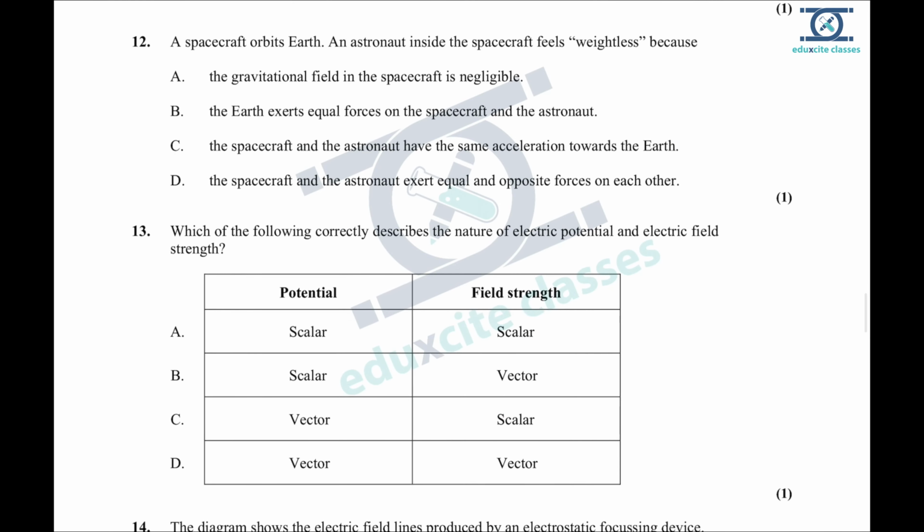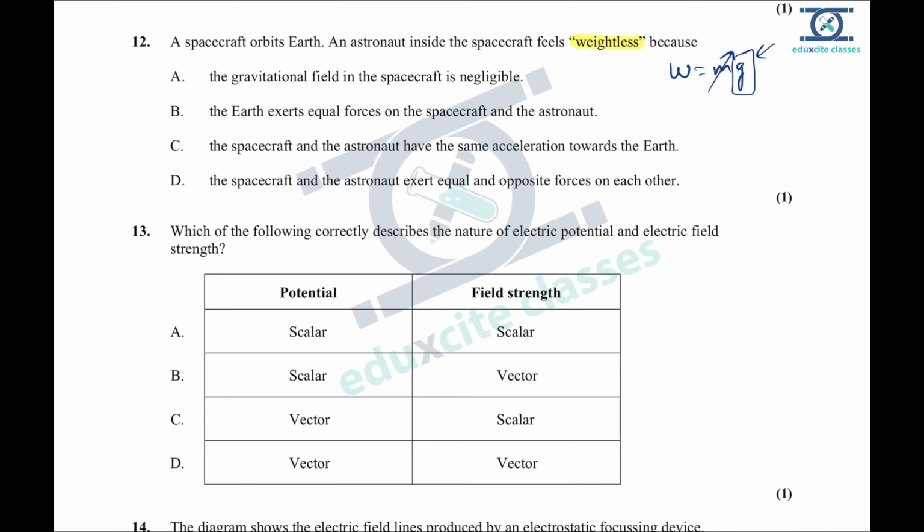Question number 12. A spacecraft orbits the Earth. An astronaut inside the spacecraft feels weightless. Now this is very confusing for students. Weightless means your weight equals 0. So what is weight? First of all, weight is m times g. Mass is a constant, it cannot change. So the thing that matters is g.